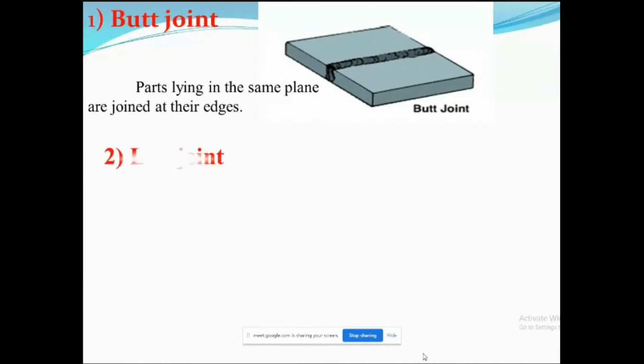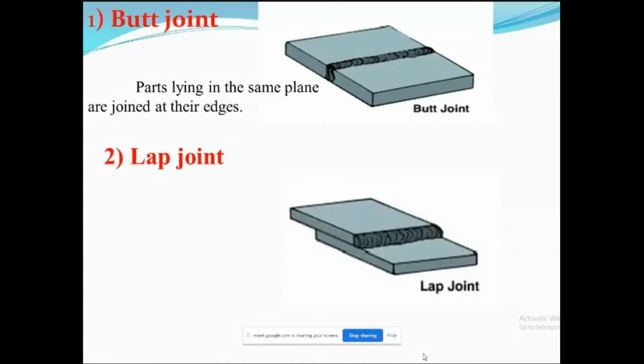Now the second joint is your lap joint. See the lap joint. If the two plates overhang or overlap each other, that joint is nothing but your lap type of joint. Two parts are overlapping with each other, that is your second joint, the lap joint.